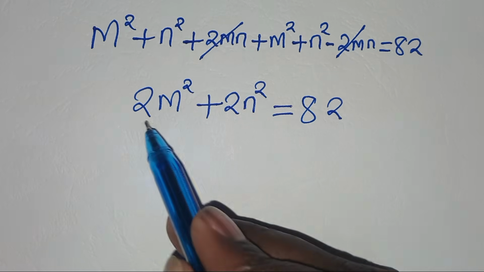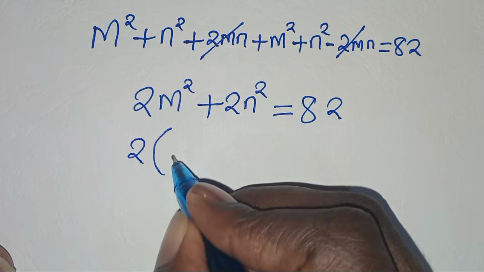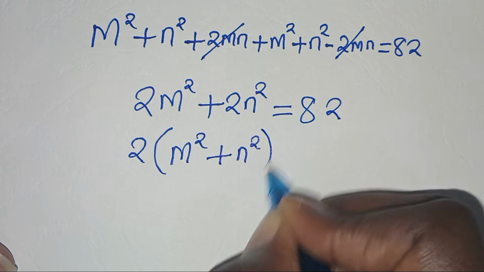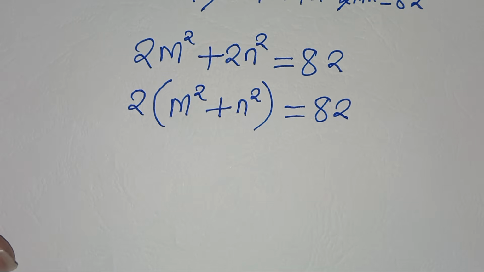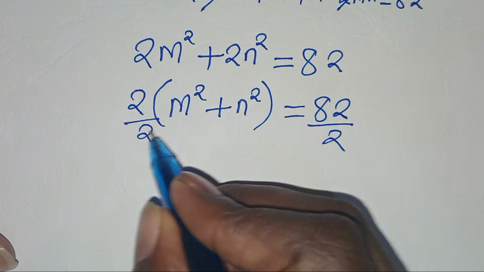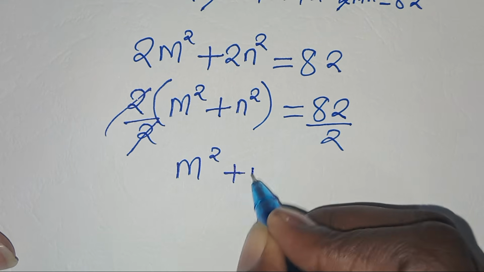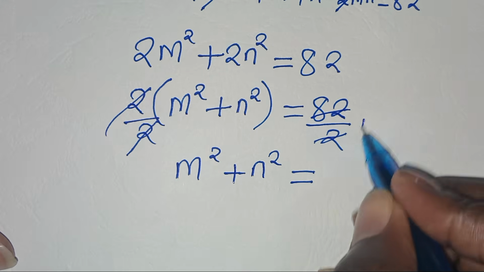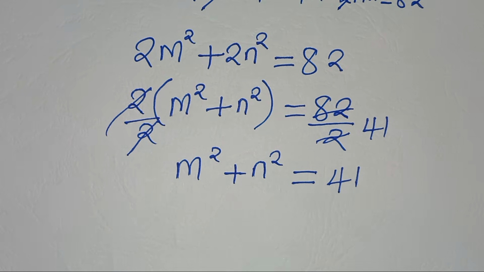So we have that 2 is common here, so we can factor out 2 into the parentheses. This is m to the power of 2 plus n to the power of 2. This is equal to 82. Now the next step is to divide on both sides by 2. And this means that we have m squared plus n squared. This is equal to 82 divided by 2. And this is equal to 41.